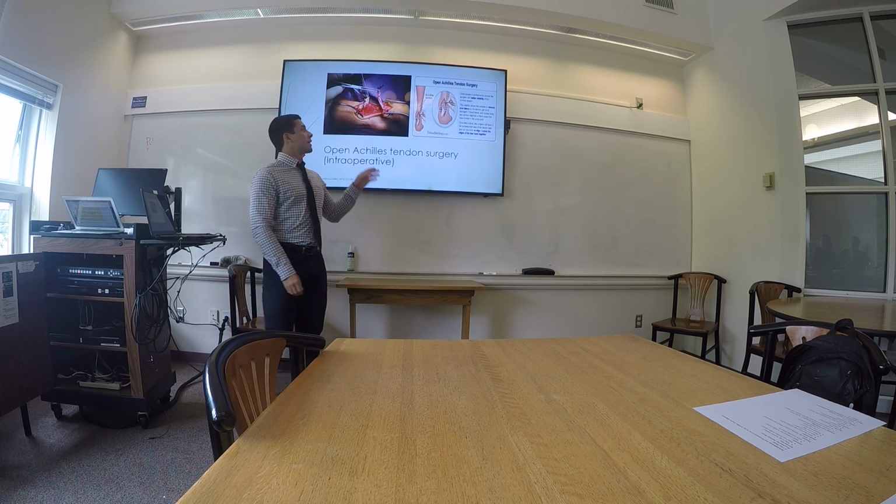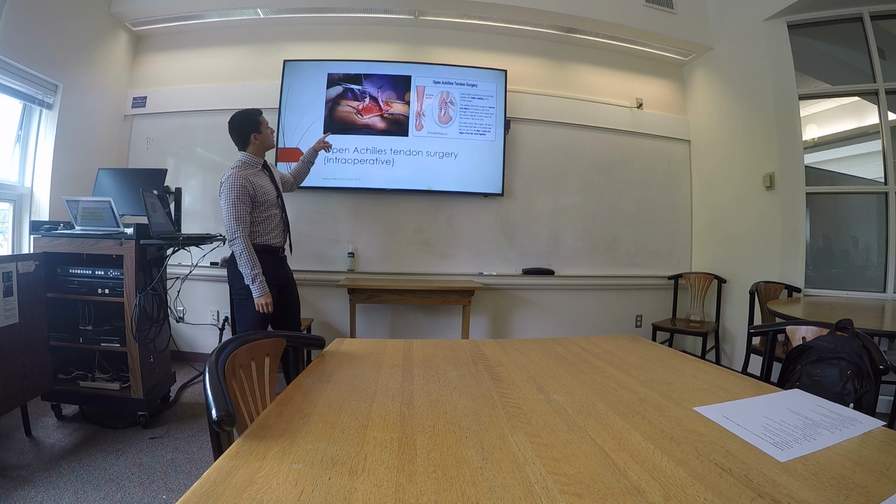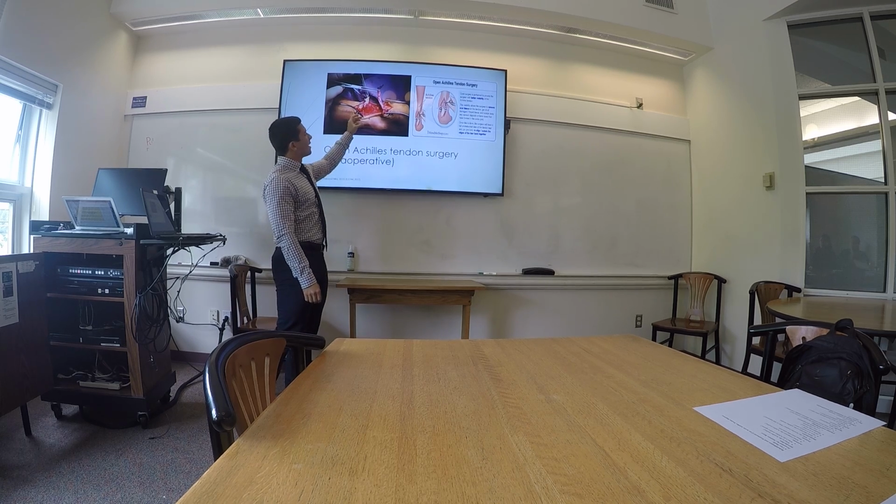So this is an intraoperative open Achilles tendon image, and you can see a large incision is made. They fold back that tissue, and then as you can see right here, it's just the ruptured Achilles tendon right there. And you can see it's pretty tough.